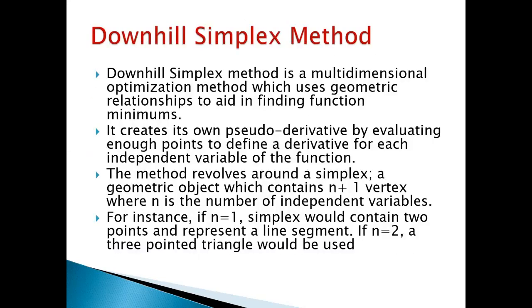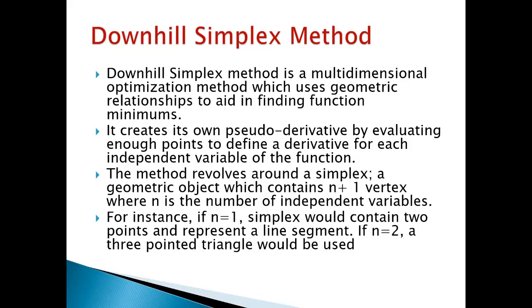Next method is downhill simplex method. It is a multi-dimensional optimization method. It works with a larger number of dimensions, whereas in Newton method we had this disadvantage. So it has been covered by downhill simplex method. It uses geometric relationships to aid in finding function minimums.